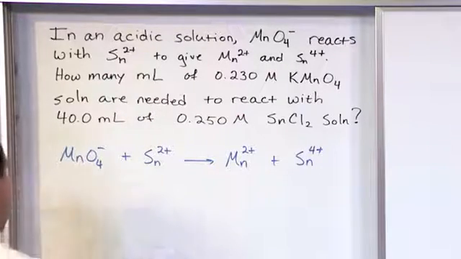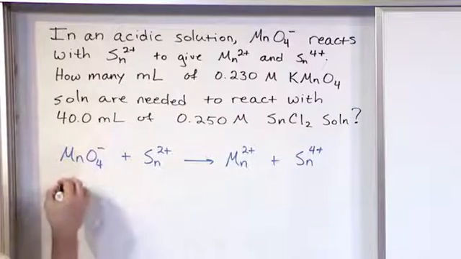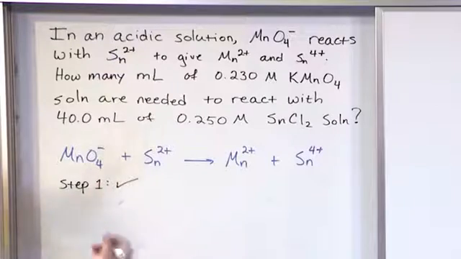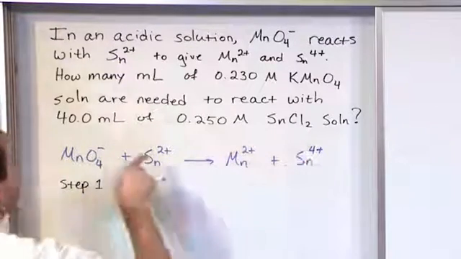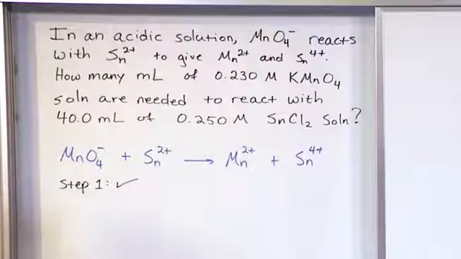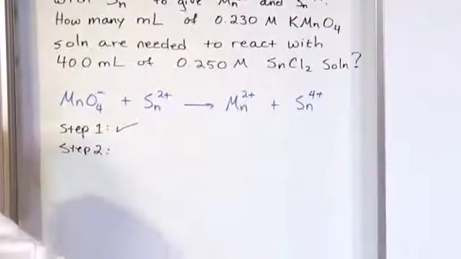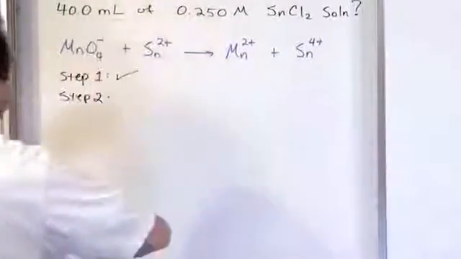So if we follow our procedure that we've been doing the whole time, step one is always to write it in the form of a net ionic equation, and that's done for us. That's given to us in the problem. Many, many times that will already be done for you in the problem. Now step 2 is to write it as half reactions. We've been doing this enough that you can probably remember that.